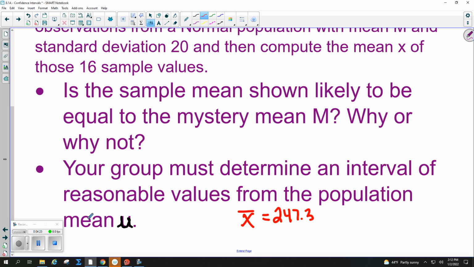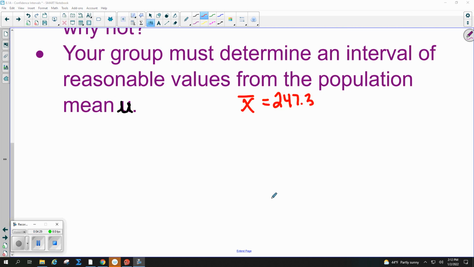You can pause the video and take about 5 minutes. I would like every group to share out something that they got and how they got their answer. So if you want to pause again, have every group share what their interval or range of values is.